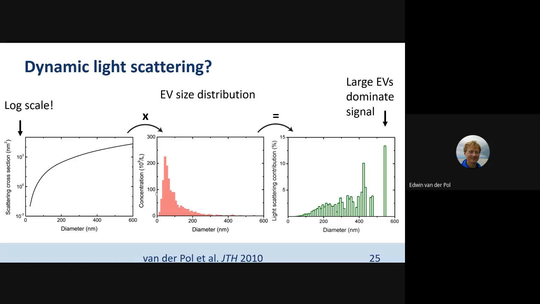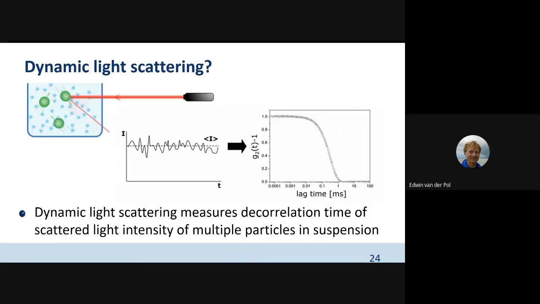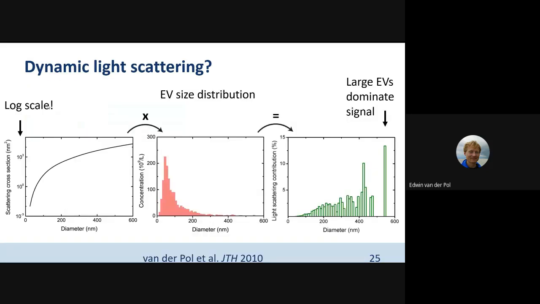So in short, if you perform a dynamic light scattering measurement, you have the mix of all vesicles in your sample, meaning that the decorrelation time which you measure is dominated by the larger EVs. And what we typically see is that the mean diameter measured by dynamic light scattering is overestimated. So no, dynamic light scattering does not provide us reliable information about the size distribution of a vesicle sample.